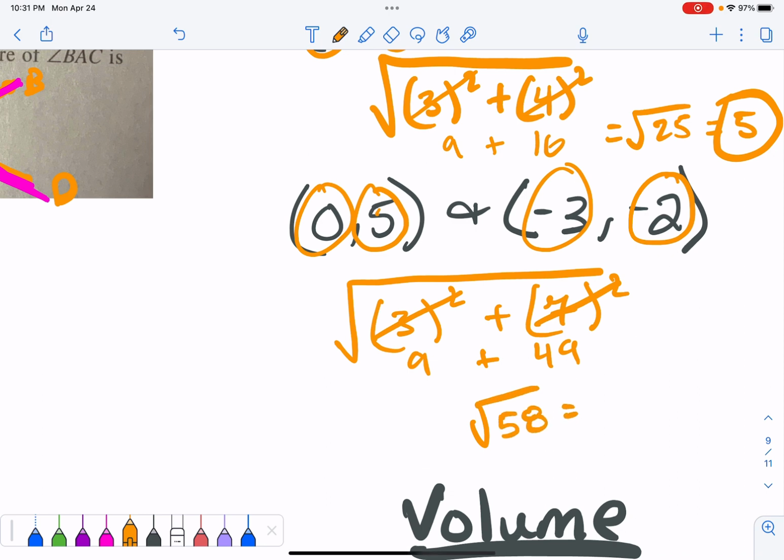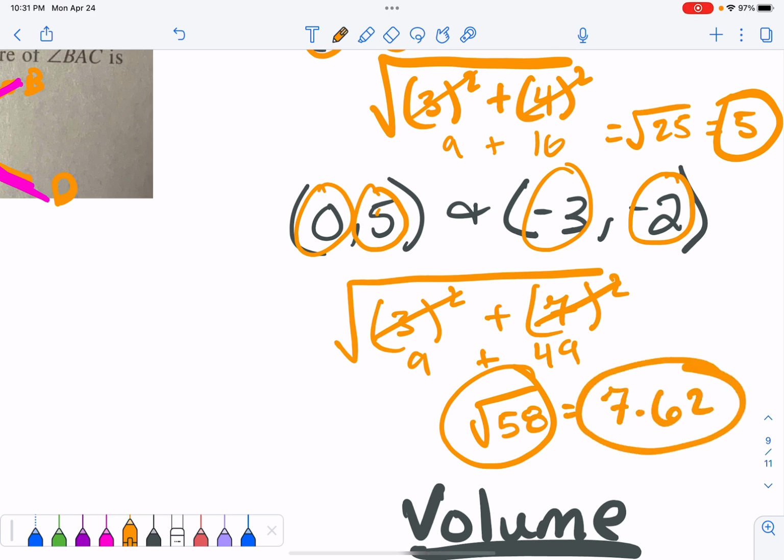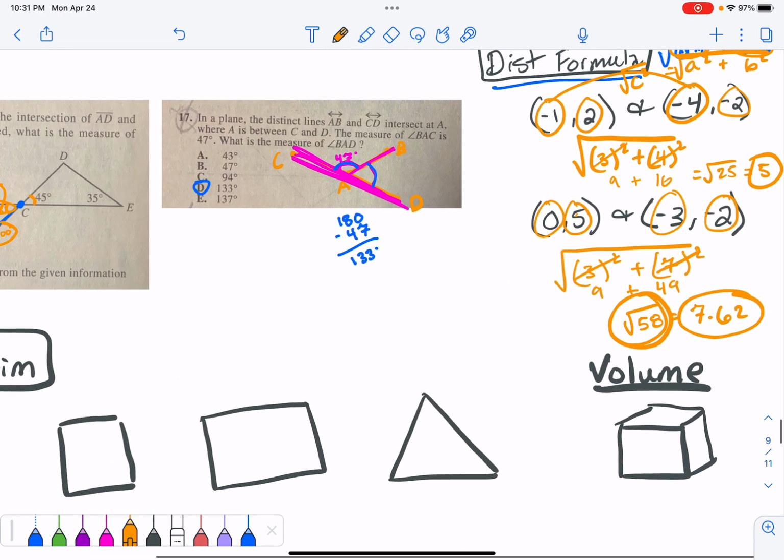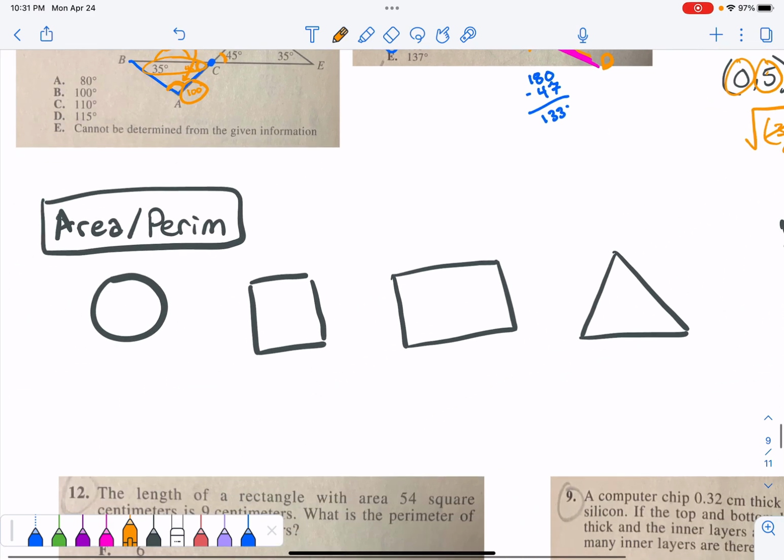Now, they might list the square root of 58 as an answer. So kind of glance at your answers to see what format they have you leave it in. The decimal of that is 7.62-ish. So glance at the answers before you go ahead and type it into your calculator because they might just leave it as the square root of 58 as an answer. So just always check that and be aware of what you're given. Okay, all right, area and perimeter.